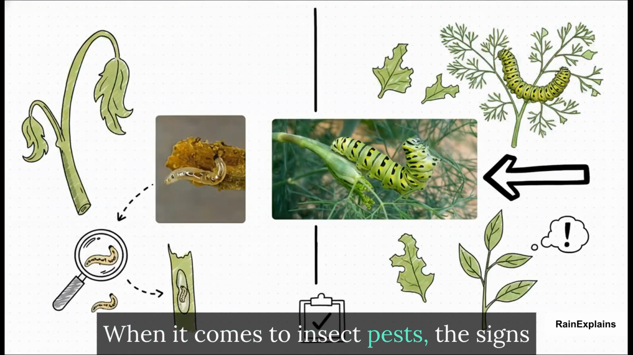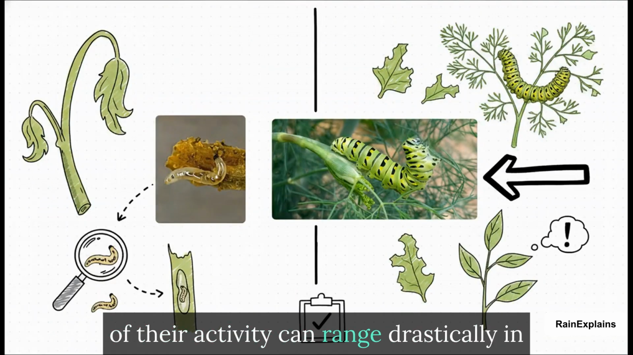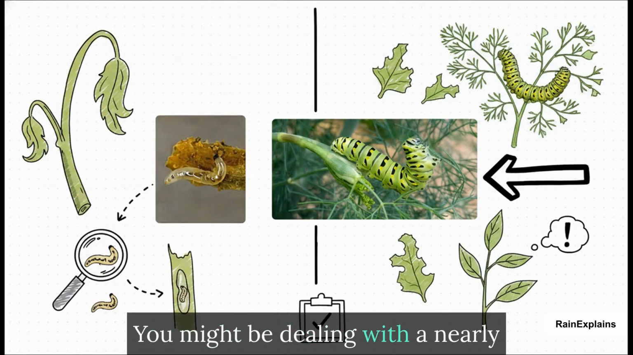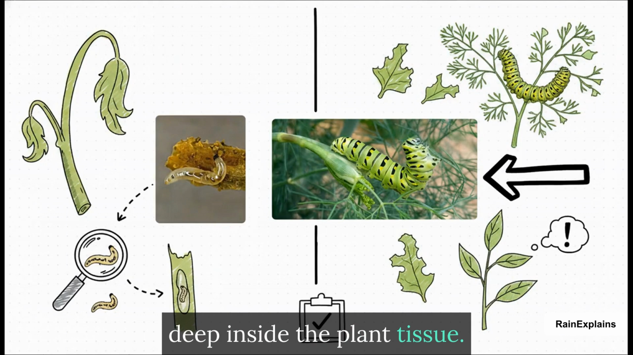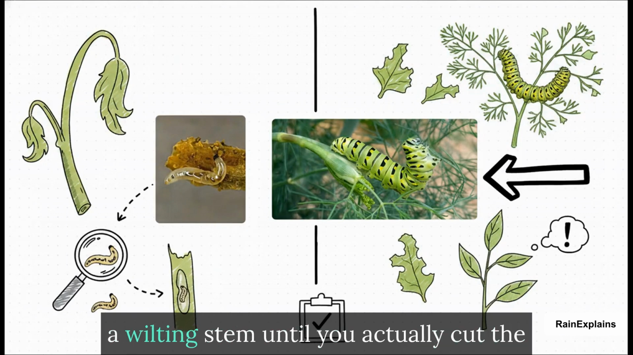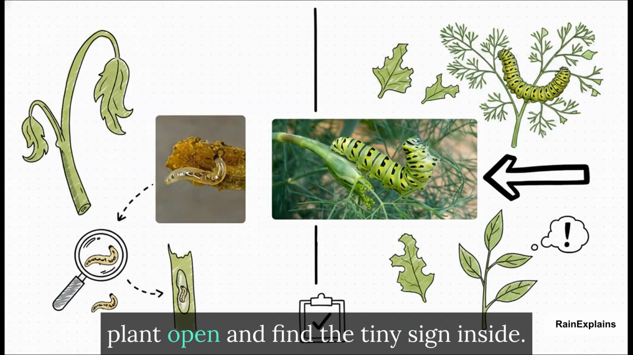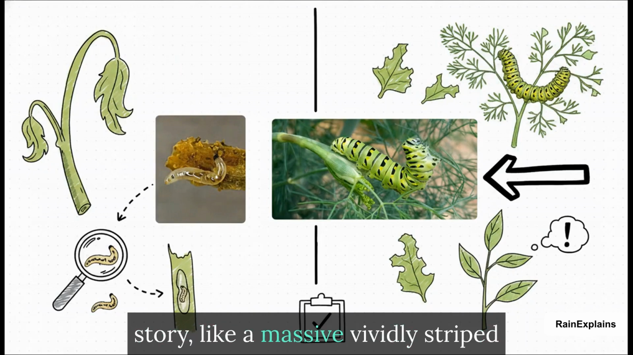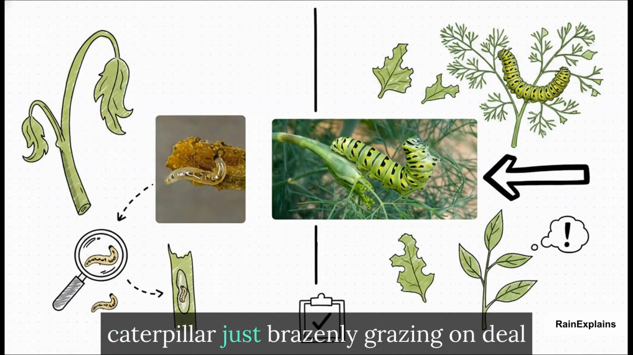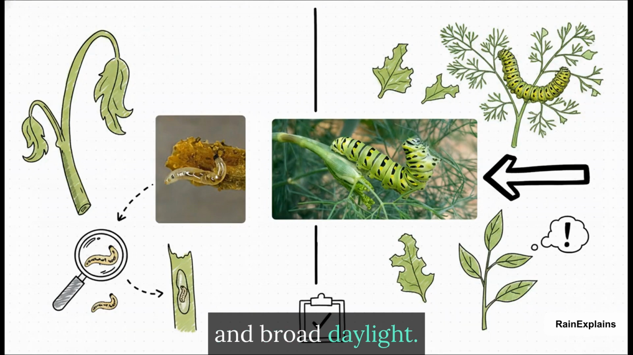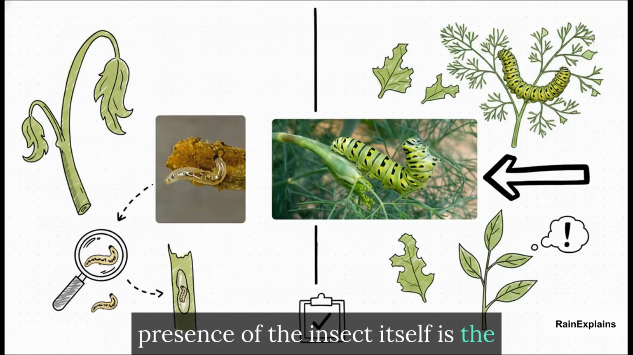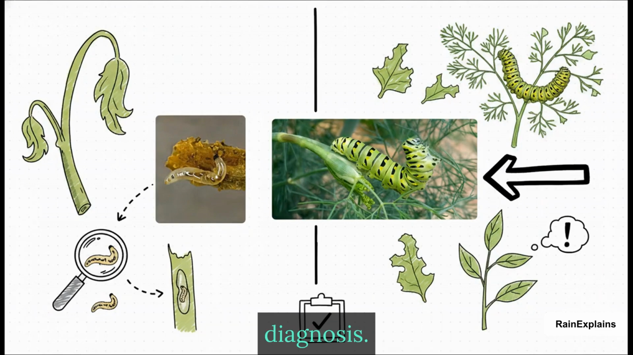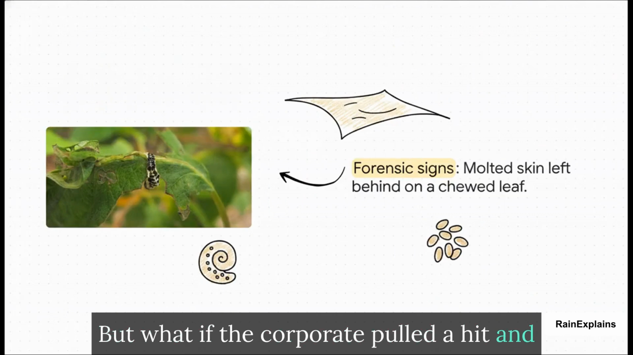When it comes to insect pests, the signs of their activity can range drastically in scale. You might be dealing with a nearly microscopic, translucent larva that bores deep inside the plant tissue. You'd probably only see the symptom, like a wilting stem, until you actually cut the plant open and find the tiny sign inside. Or it could be a completely different story, like a massive, vividly striped caterpillar just brazenly grazing on dill in broad daylight. In both of these cases, the physical presence of the insect itself is the absolute sign you need to make your diagnosis. But what if the culprit pulled a hit and run?